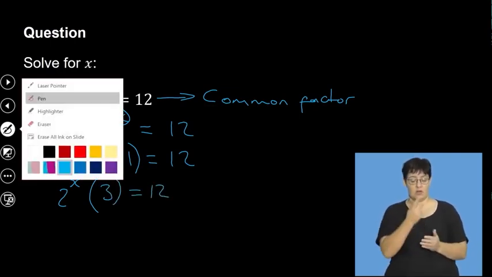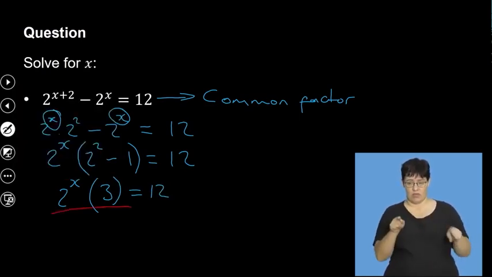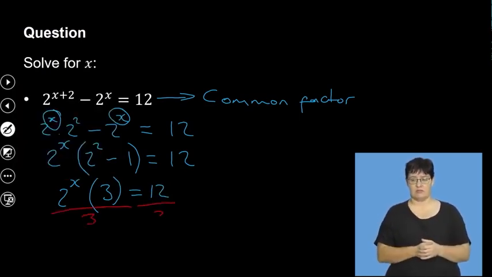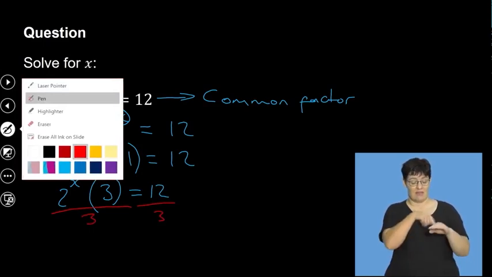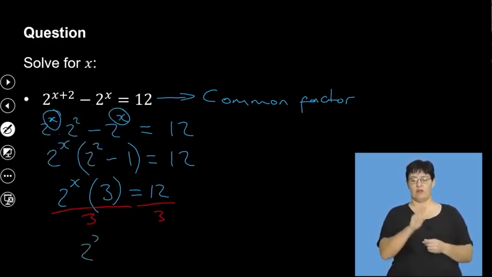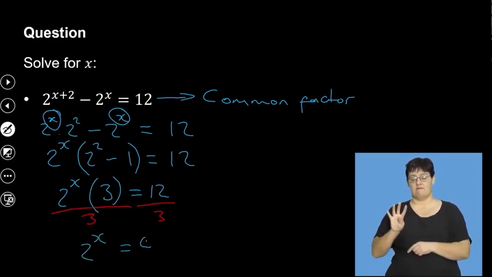You divide both sides by 3. Let me use a different color just so that people can see the differences here. If you divide both sides by 3, I will have 2 to the exponent of x equals 4.